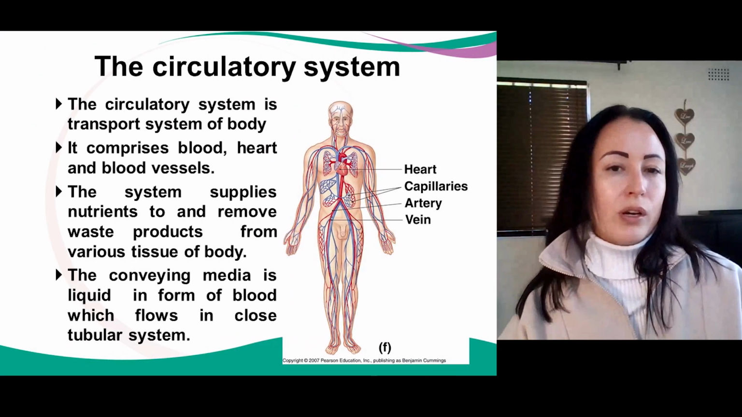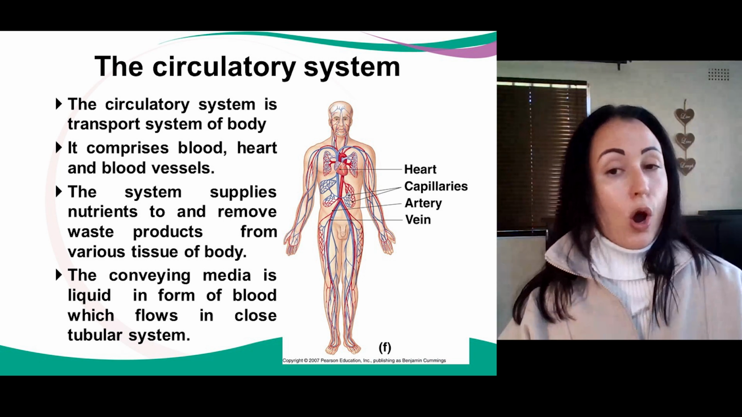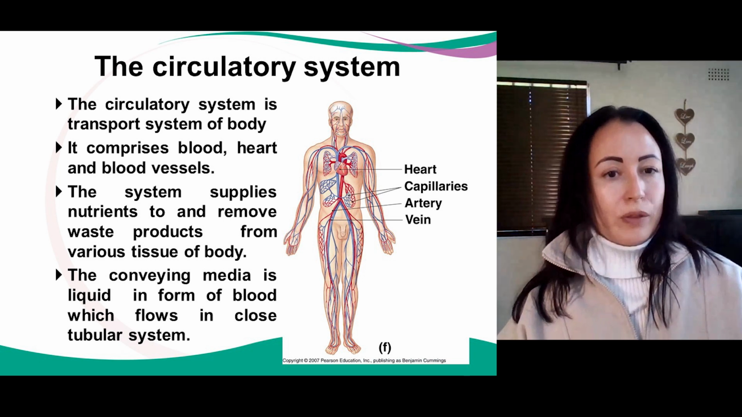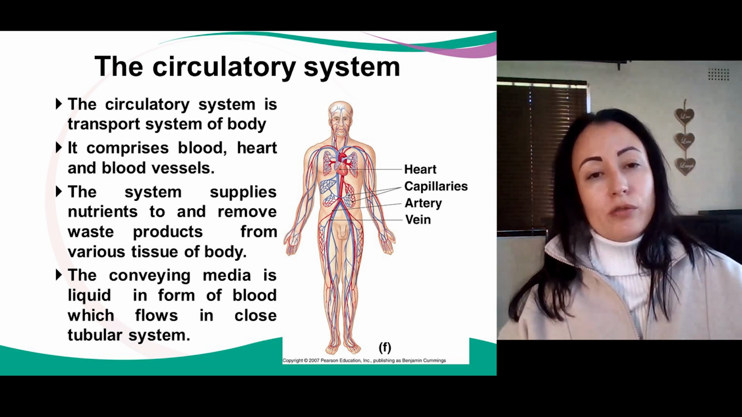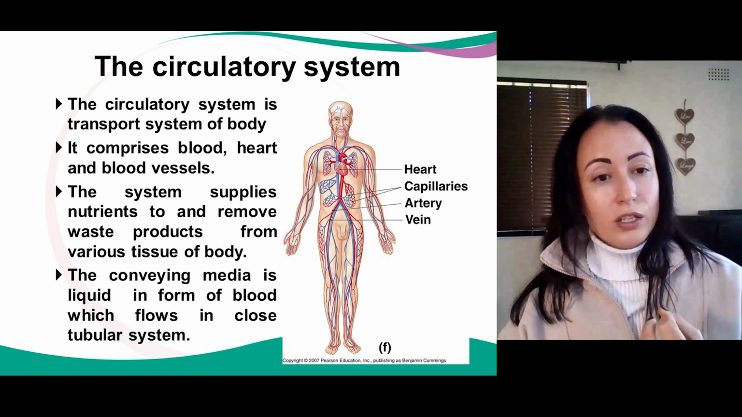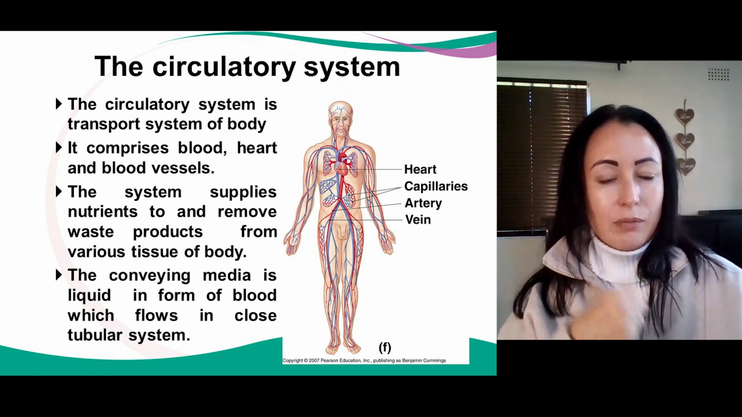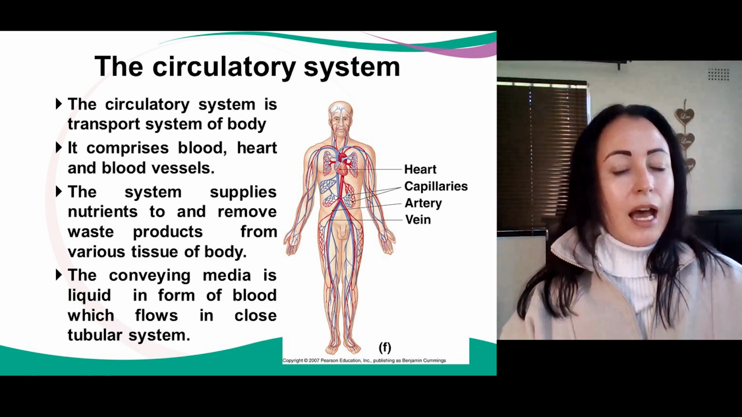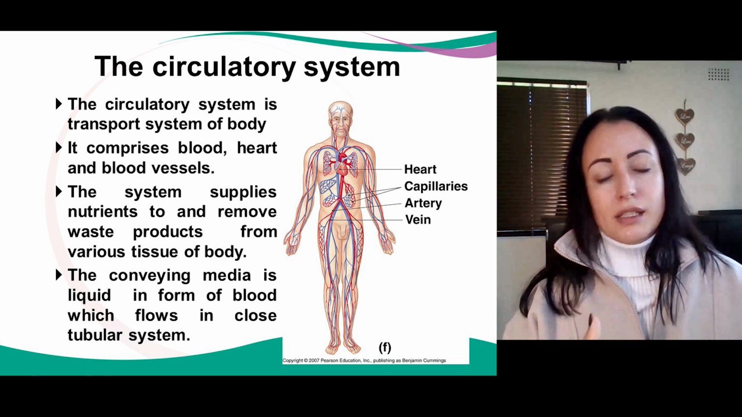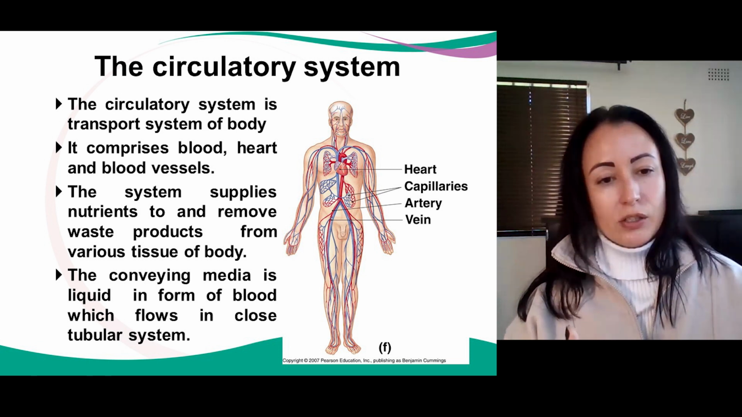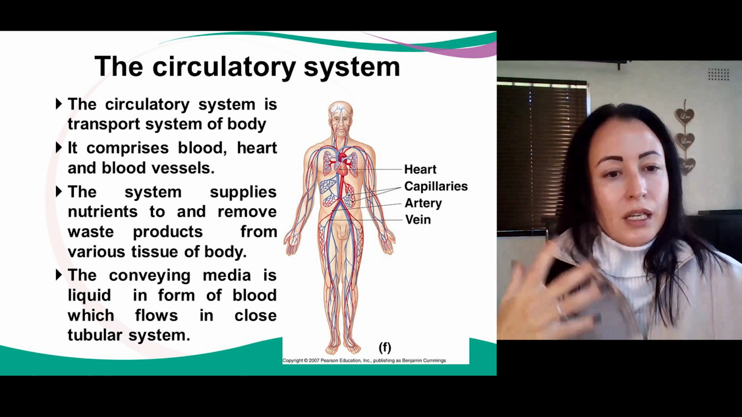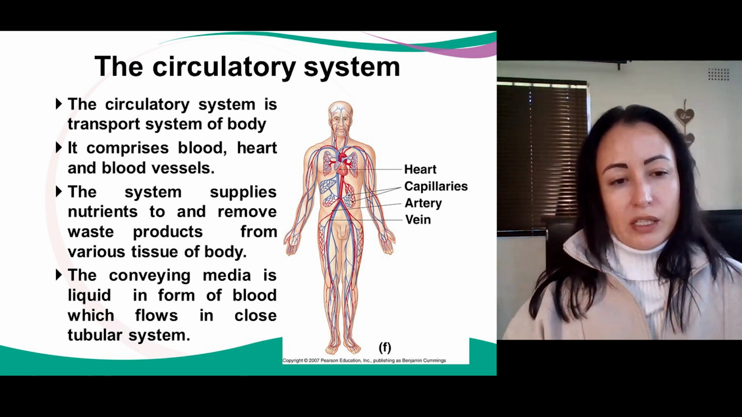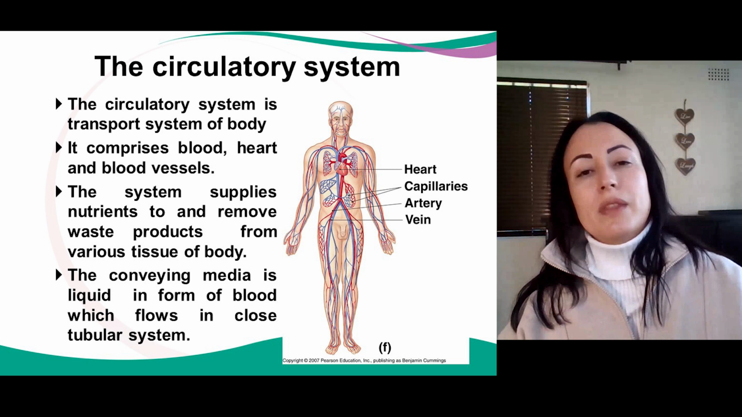So the circulatory system, the main organ within this system is your heart. It's the transport system of the body, and it is composed of the blood, the heart, and the blood vessels that the blood moves around the body in. Not only is this system about transporting blood around your body, but it's also about supplying nutrients and removing waste products from various tissues in your body.